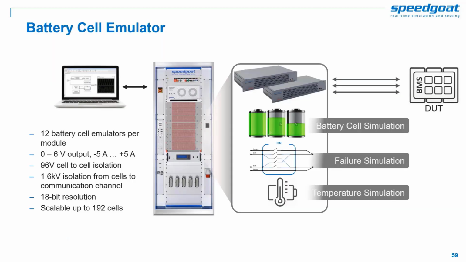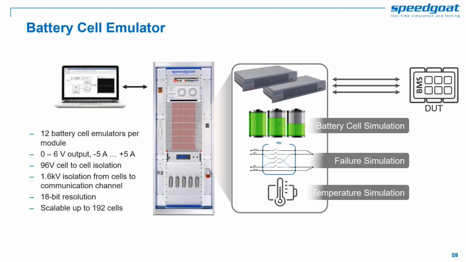The battery cell emulator from Speedgoat is designed to accelerate BMS testing. You can source or sink up to 5 amps for each cell with a maximum output voltage of 6 volts and have up to 192 cells in series. Therefore, when emulating lithium-ion technology, you can emulate a battery pack of around 800 VDC at full charge. You can also include fault insertion and temperature simulation at cell level.